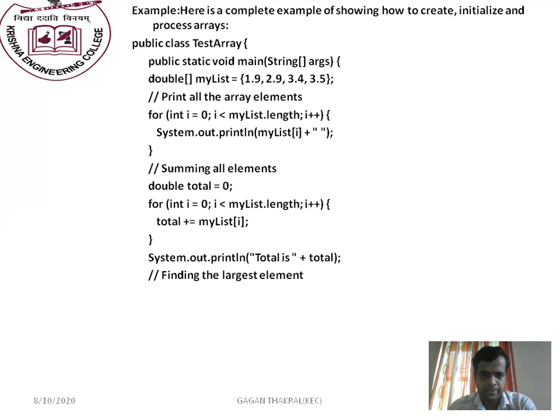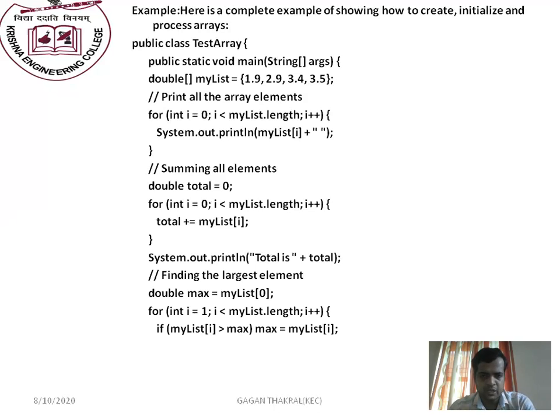Now we want to find the largest element of the array. To find the largest element of an array, we take a double type variable max, and we initialize this with the first element of the array, that is 1.9 at index 0. So initially the value of max is 1.9.